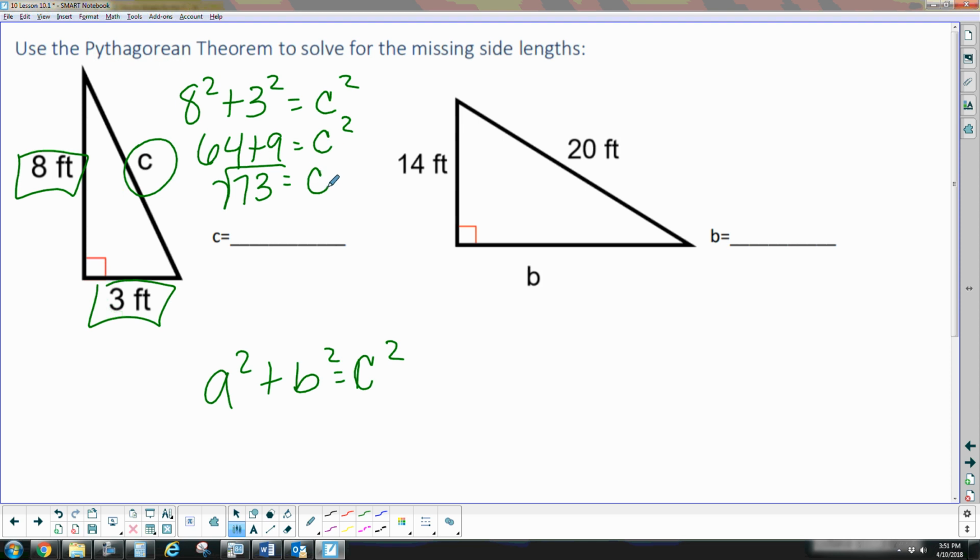So you can leave it as the square root of 73 if you'd like. Just make sure that you simplify any radicals that you have, or you can calculate it out. And if you calculate it out, you get about 8.5 feet.